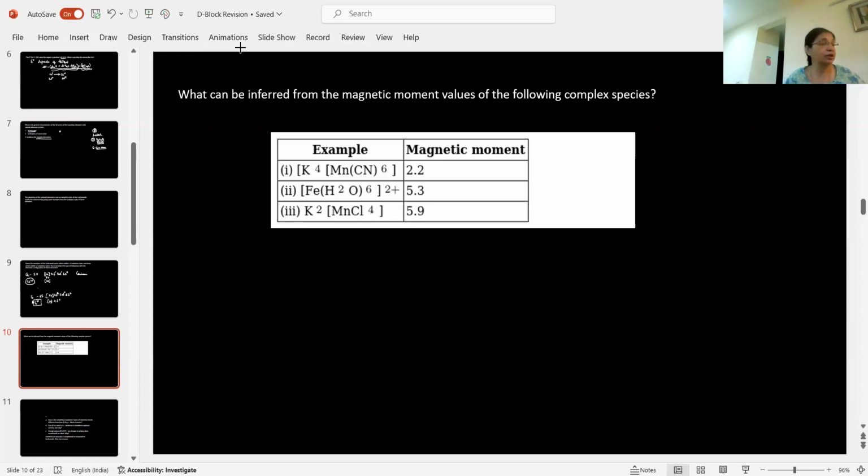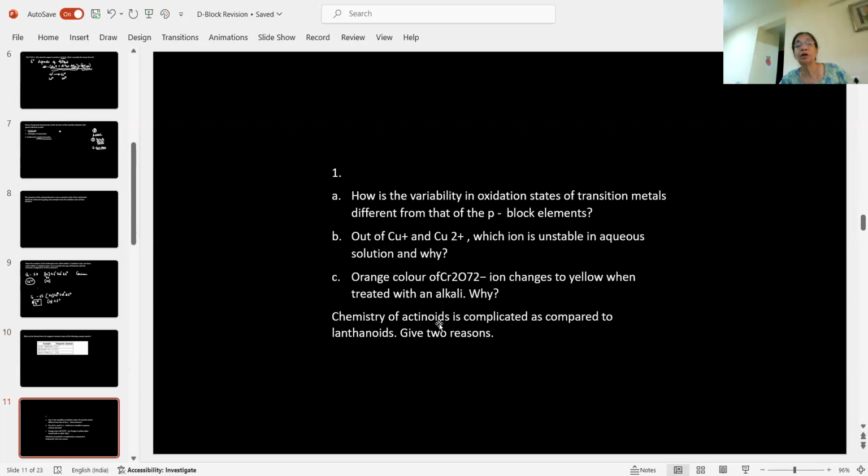So this tells you that this compound has 2, manganese has 2, and iron has 5 unpaired electrons, and manganese has also 5 unpaired electrons. Okay, this is what you understand.